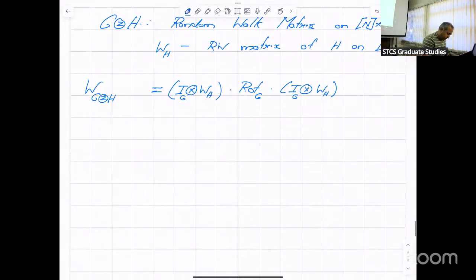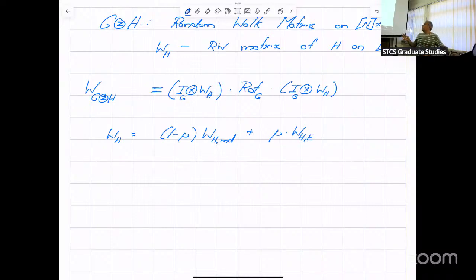Now, W H can be written as 1 minus mu times W H independent plus mu times some W H error. This is because W H has second eigenvalue at most mu. So let's just plug that into this.